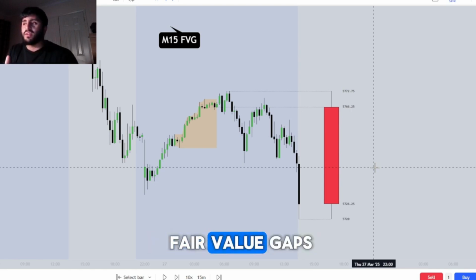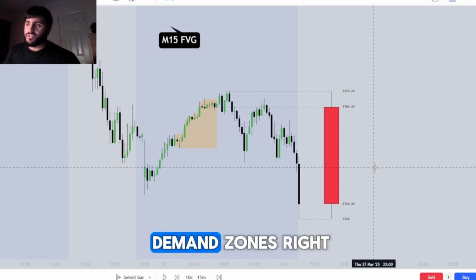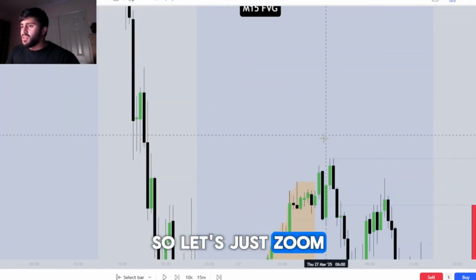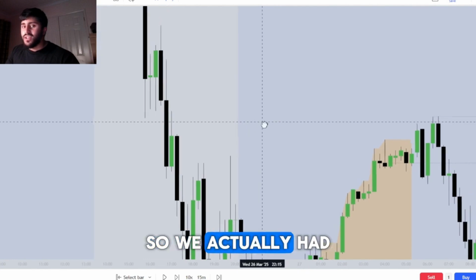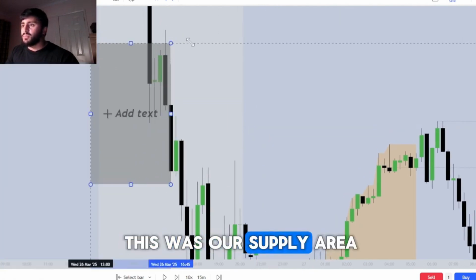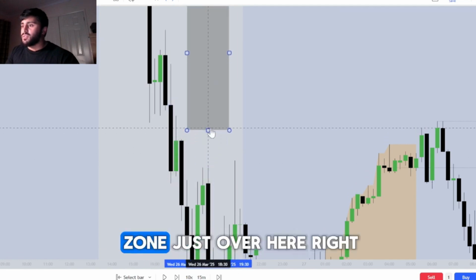This is because 15-minute fair value gaps give you supply and demand zones, right? So 15-minute fair value gaps give you supply and demand zones. Let's zoom into the price action and see what we had. We actually had a 15-minute fair value gap resting over here. So this was our supply area. This was our supply zone just over here, right?